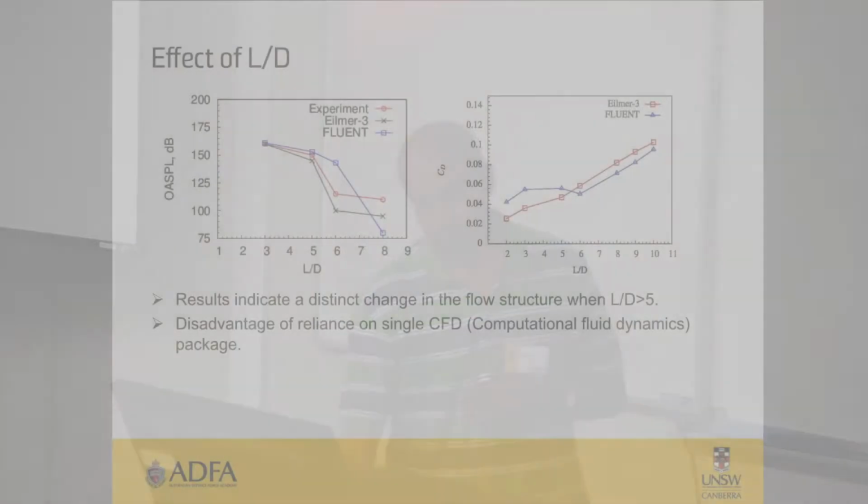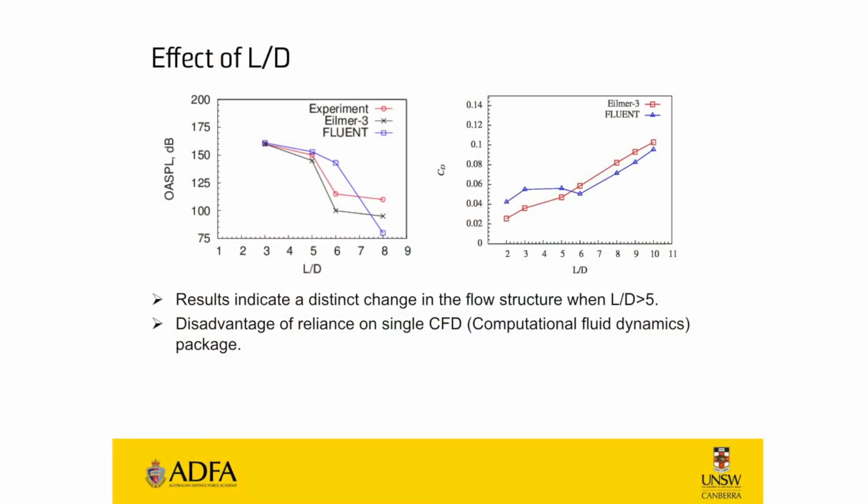Now, what I did is I looked at 4 different cavities: 3, 5, 6, and 8. When you plot the overall sound pressure level, which is an indication of the unsteadiness of the cavity, you can see that after L by D of 5, the experiments and the in-house code predict a sudden drop in the unsteadiness level, whereas the commercial package Fluent shows that the unsteadiness level drops after L by D of 6.